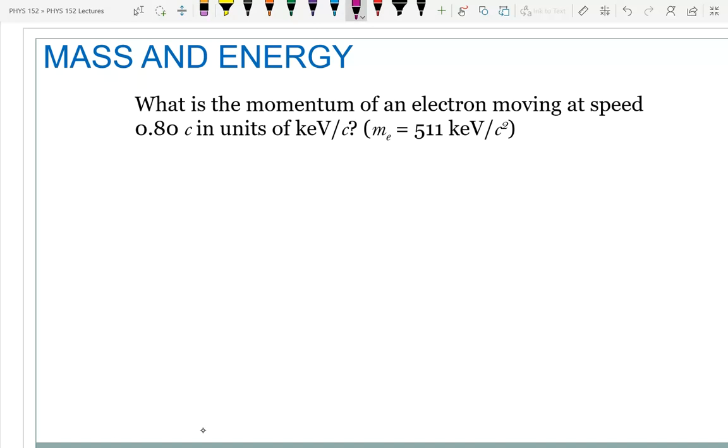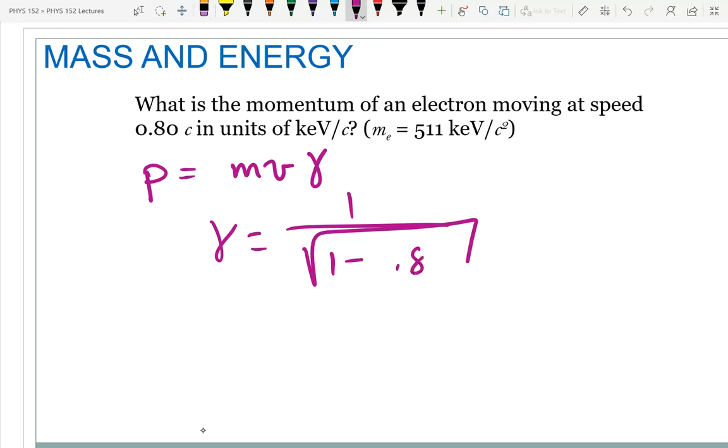How do I find the momentum? Okay, so I'm going to need to calculate gamma, and then I can put it all together. So gamma is 1 over the square root of 1 minus 0.8 squared. Remember, we did this before. That's judiciously chosen because 0.8 squared is 0.64. 1 minus 0.64 is 0.36. Square root of 0.36 is 0.6. So gamma is 1 over 0.6.